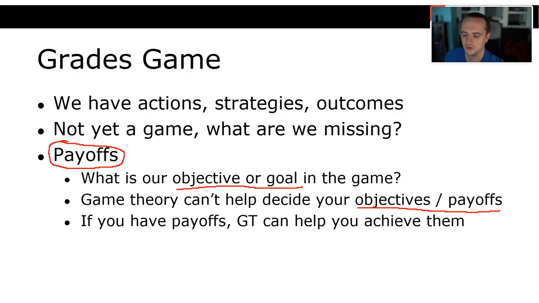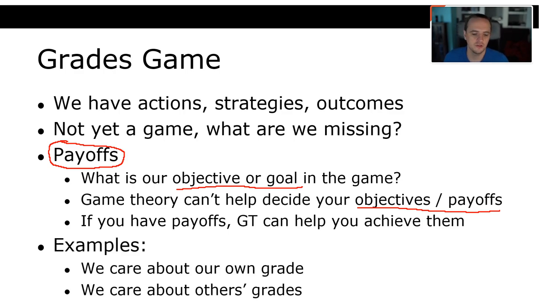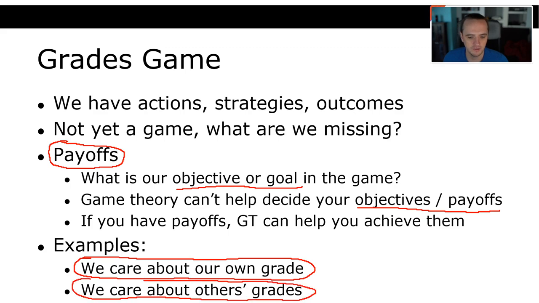Just turning down my microphone a little bit. So some examples might be, maybe we only care about our own grades. So maybe we're a selfish player. Right? So if we get the highest possible grade, that gets the highest possible payoff. Maybe that's what our payoff is. Maybe we kind of care about our friend, right? Maybe this is our friend that we're playing with, and we have some function that's based on the sum total of both of our grades or something, right? So you have to be able to take these outcomes and map them to some sort of payoff.